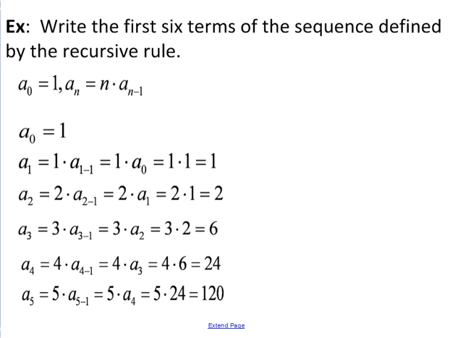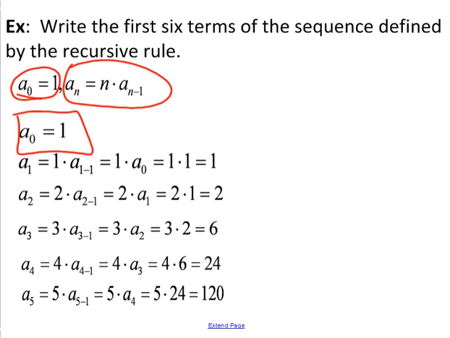Write the first 6 terms of the sequence. So, a sub 0 is 1, and a sub n is n times the prior term. I told you the first term, a sub 0, is 1. To get to the next term, I multiply the term number times the prior term being 1. The term number times the prior term, I get 1 again.